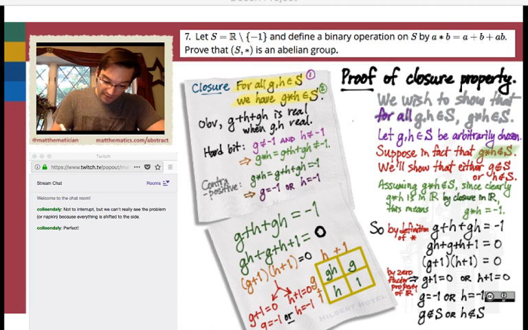And I'll put the byline in there also. By the definition of my set S, G is not an element of S, or H is not an element of S. And at this point, I'm going to declare victory.